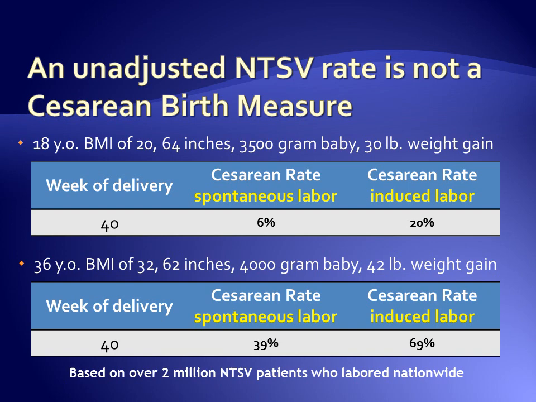What is most frightening about this is that the interventions being used at hospitals with mostly 18-year-olds could be propagated to other hospitals as being the best interventions, simply because they come from hospitals that have mostly 18-year-old patients, and not because they are the best at decreasing the inherent risk of the women that are giving birth. This frightening thought is why using an unadjusted NTSV rate as a cesarean birth measure creates a tremendous disservice to the women that will give birth.